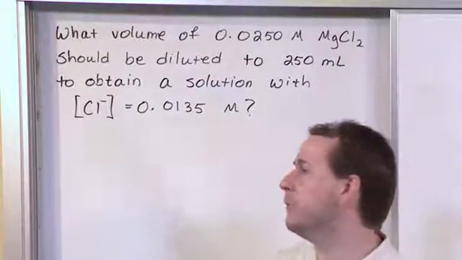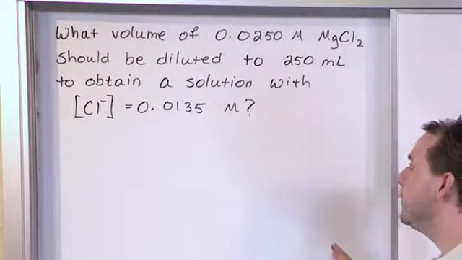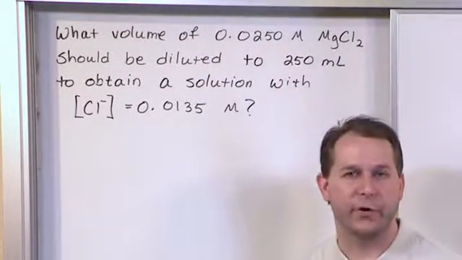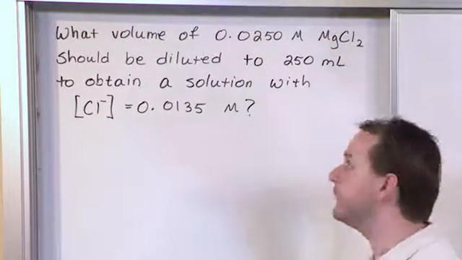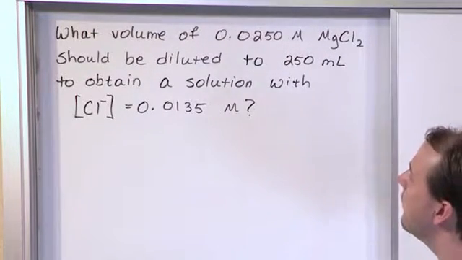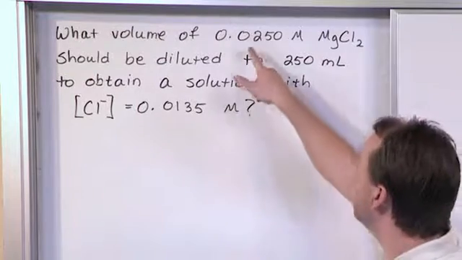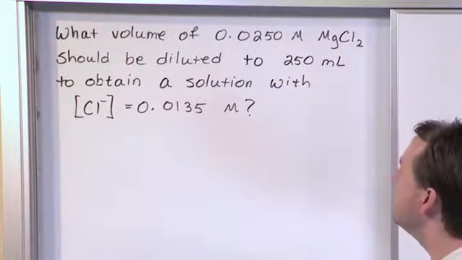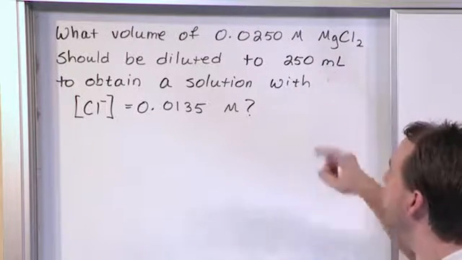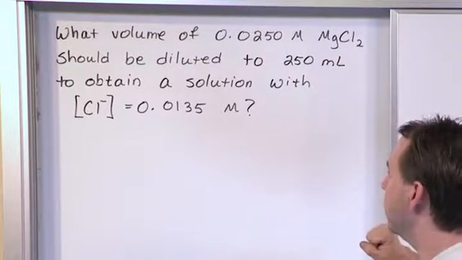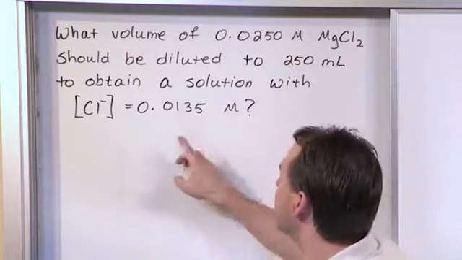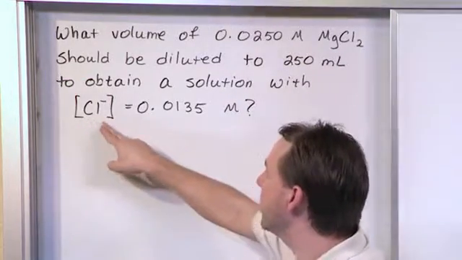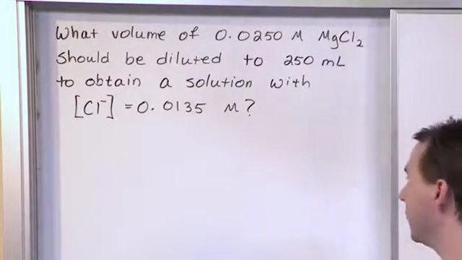Okay, now in this problem on the board, it's kind of interesting. We're going to need to use everything that we've learned so far, plus some logic to get to the answer. The question is, what volume of 0.0250 molar magnesium chloride solution should be diluted to 250 milliliters to obtain a solution with a chlorine ion concentration of 0.0135 molar?